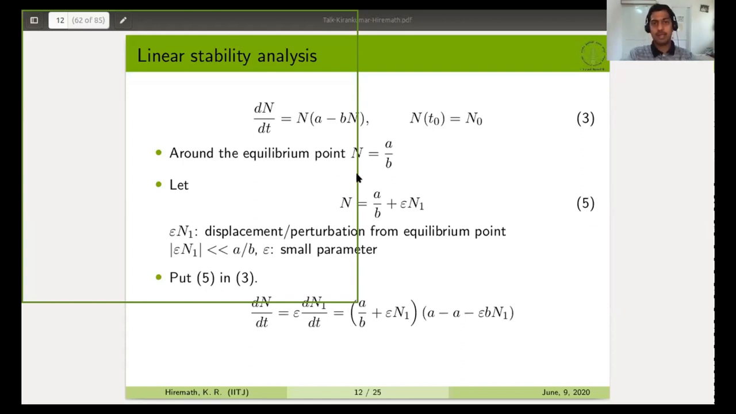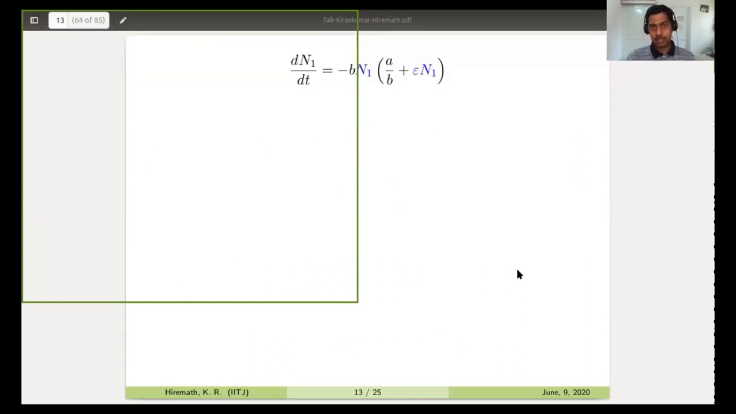Now put equation 5 in equation 3. dN/dt is, since epsilon is a constant, epsilon times dN1/dt. And here you put N equal to this expression. As a result we get this equation, and when you simplify, we get this equation. Let us take a close look at it.